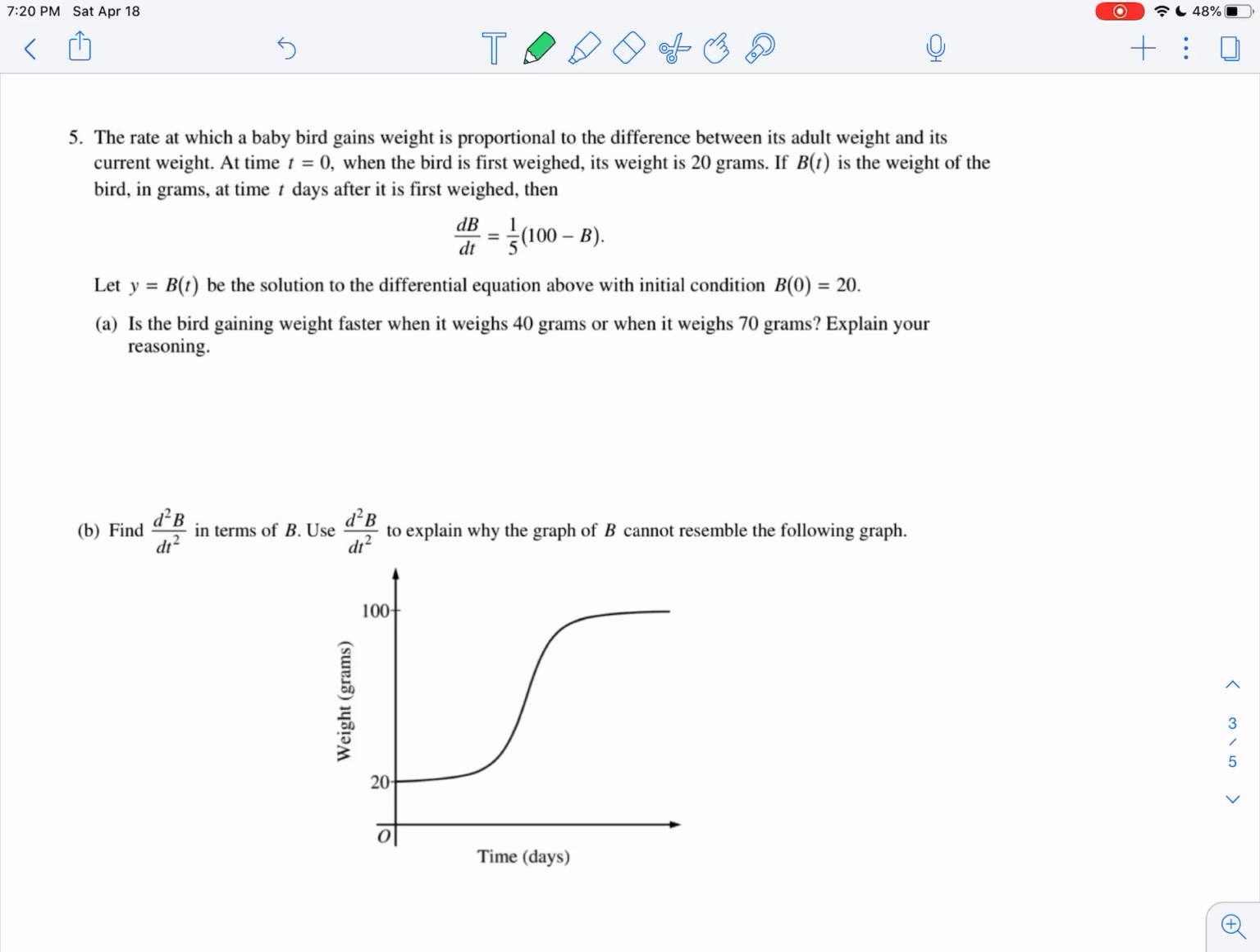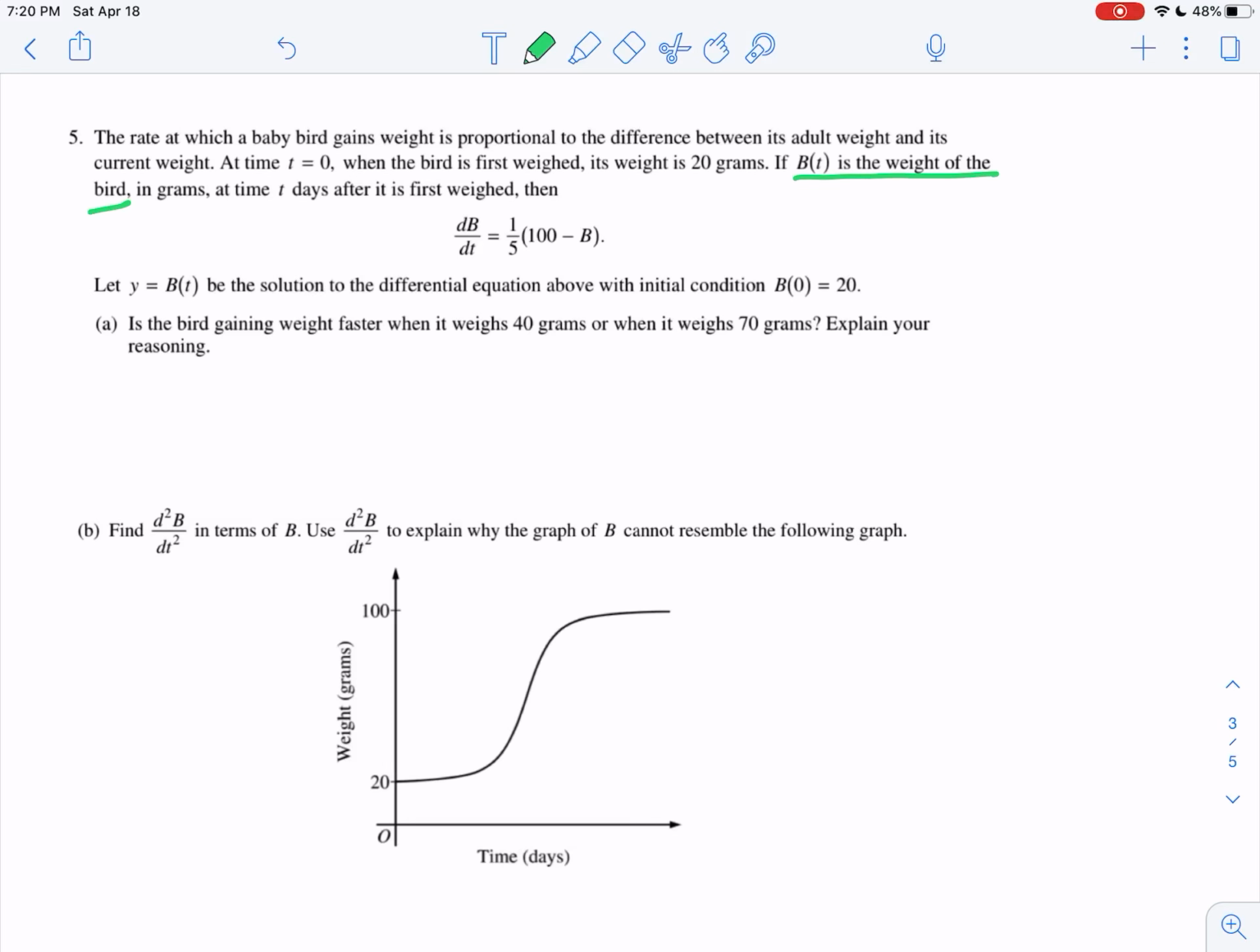So let's read. The rate at which a baby bird gains weight is proportional to the difference between its adult weight and its current weight. At time t equals 0, when the bird is first weighed, its weight is 20 grams. If b of t is the weight of the bird in grams at t days after it's first weighed, then dB/dt is 1/5 times the quantity 100 minus b. Let y equals b of t be the solution to the differential equation above with initial condition b of 0 is 20. All right, part A.